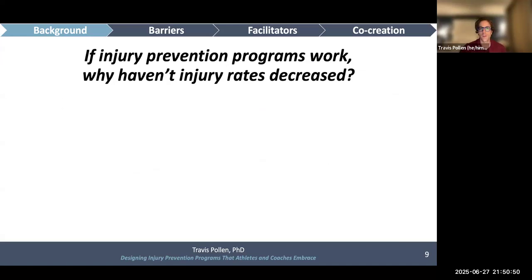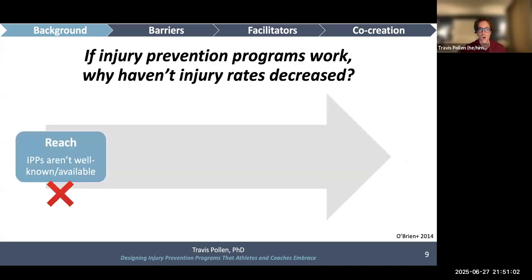So the question is, if injury prevention programs work, why have injury rates not decreased? And the short answer to that question is because athletes aren't doing them. But we can describe this in more detail with 4 nested domains. So the first domain is reach. And this is the question of whether the right people know about the programs. Are they well known and available?